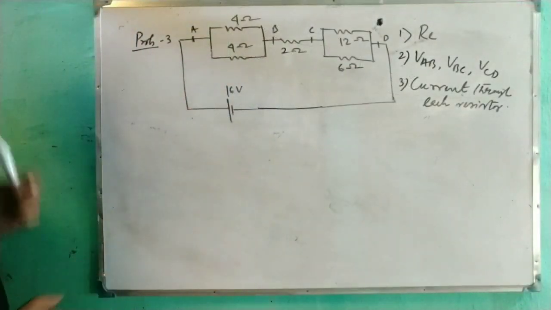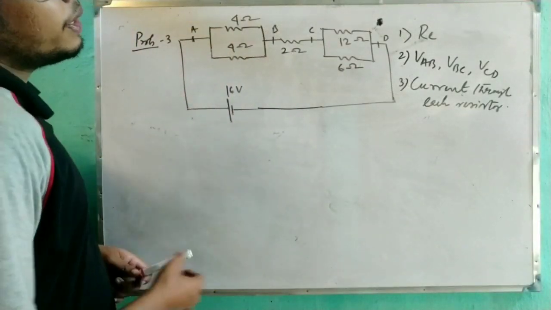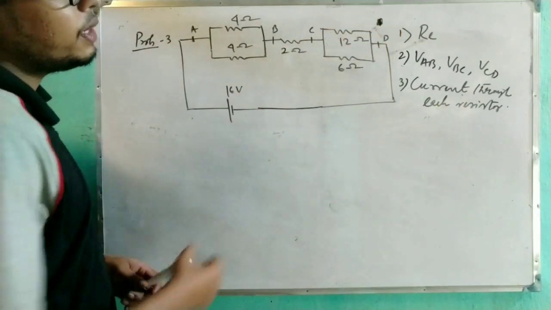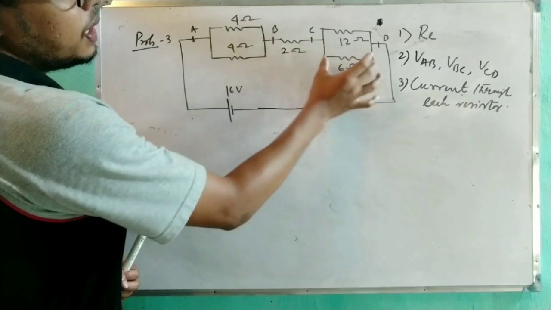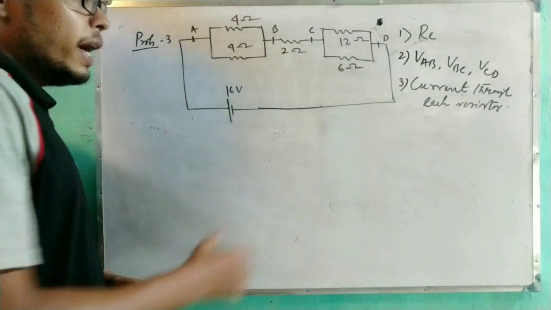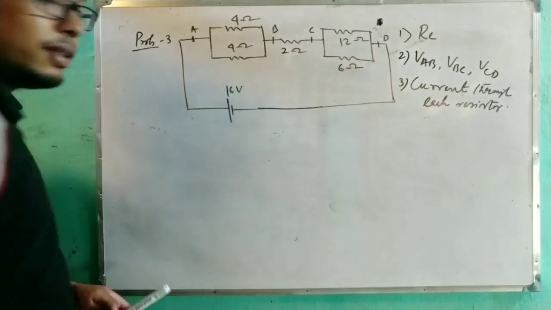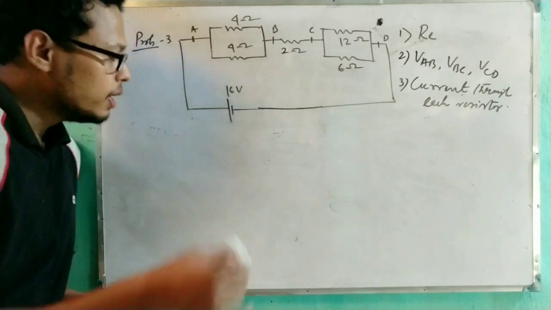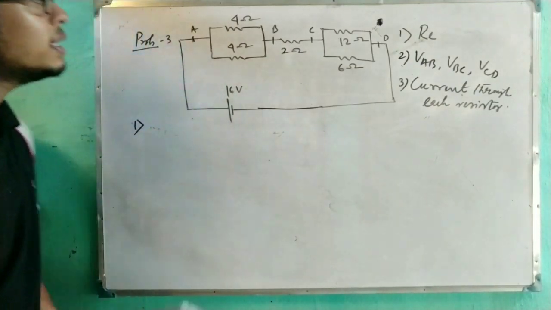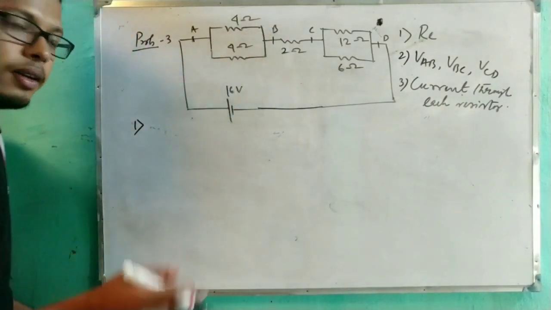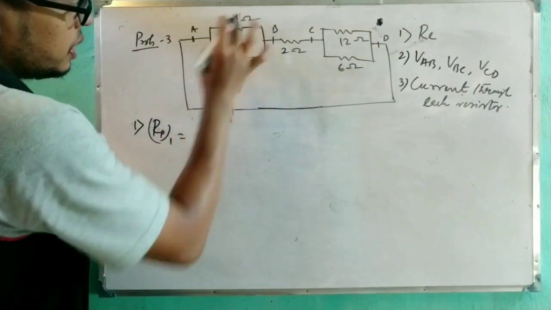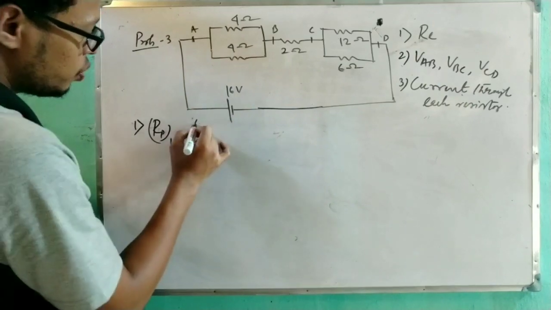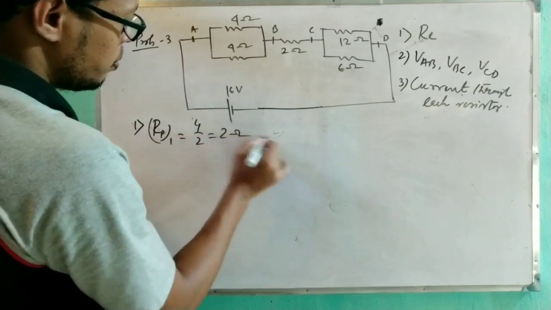So here I have given one circuit. The question is find RE, R equivalent. VAB means potential difference across AB, BC and CD. And the third question is current through each resistor. So how to find? Here, to solve the first question, see these 4 and 4 are connected in parallel. So we can apply, RP1 will be, the resistance values of these resistances are the same, so 4 by 2. So this will be 2 ohm.